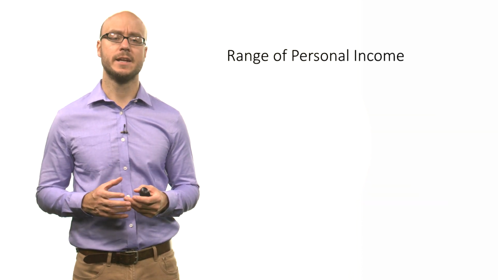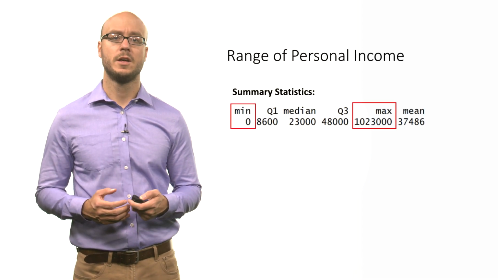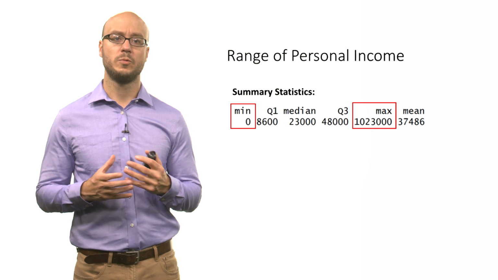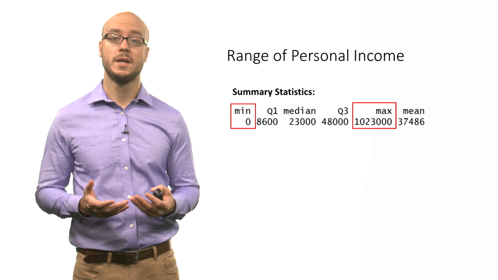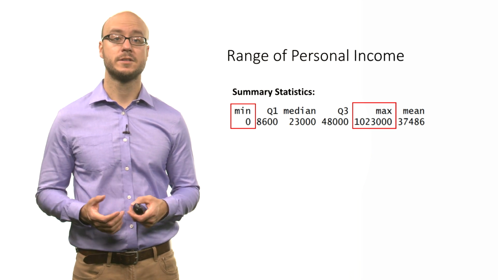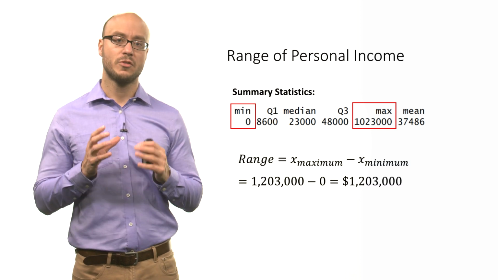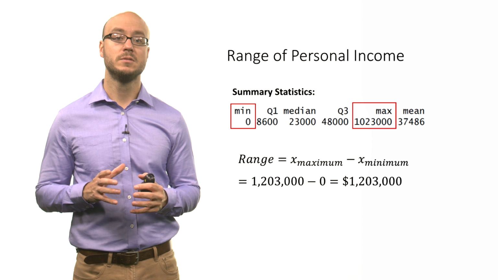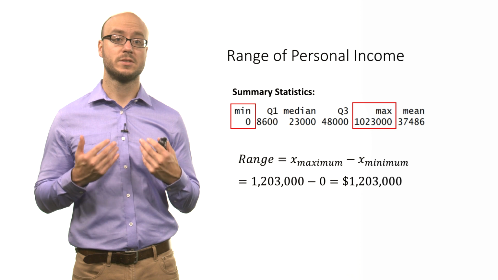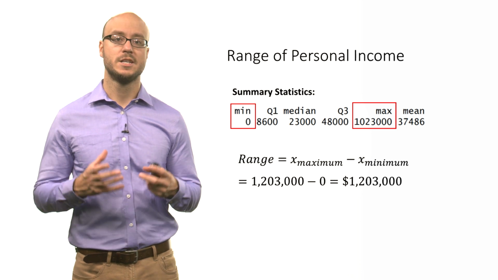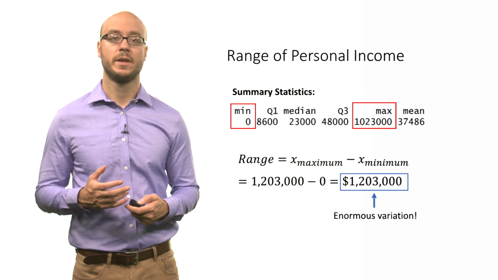So let's look at our data set of personal income and calculate the range as a measure of variability. So already, when we do a basic tabulation, we can see that the maximum value is a little bit over $1 million. And then the minimum value is $0. So in our data set, we have these two values of the maximum and minimum values. The range is simply the difference between those two. And so the range is 1,203,000 minus 0, which gives us $1,203,000. So that's the range of the set of observations in personal income.